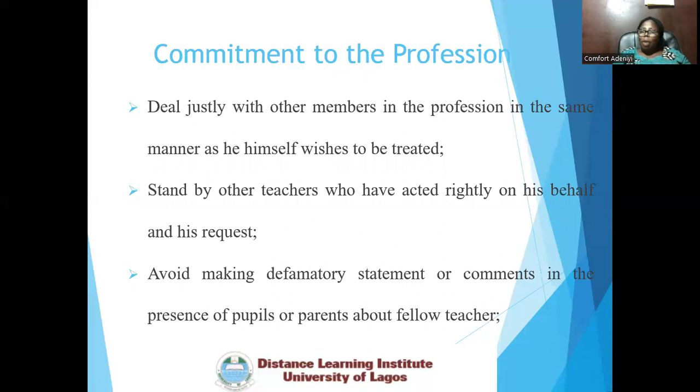Having done all this, we have talked about the way we should behave to one another as professionals and to the employers. Now, how do we behave to the profession, the teaching profession? What are the obligations of teachers to the teaching profession? One, deal justly with other members in the profession in the same manner as he or she wants them to treat him. That is, you behave to others in the profession as you want them to behave to you. Two, stand by other teachers who have acted rightly on his behalf or on his request. That is, you have to stand by each teacher.